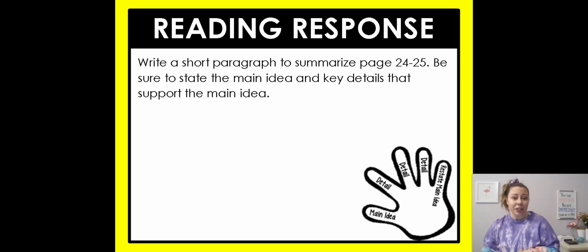So for your reading response today, you are going to practice with pages 24 and 25. So you want to be sure to state the main idea, just like I did, and then those key details to support the main idea. And differently than what I normally do, I'm going to give you a little bit of a head start.